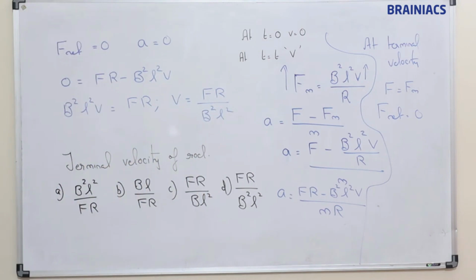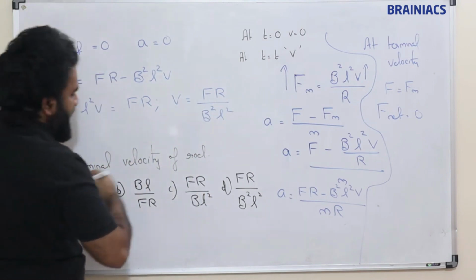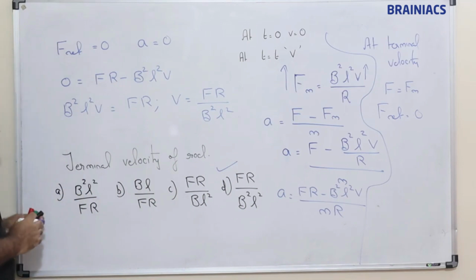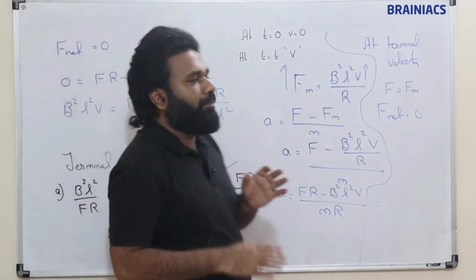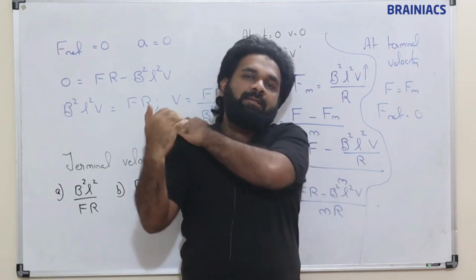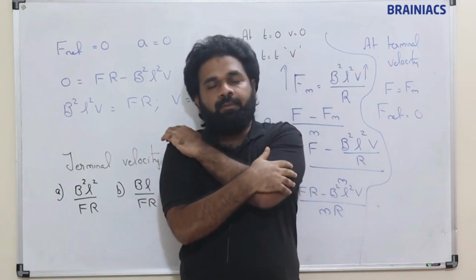Clear or what? Okay, so which option is correct? Yes, option D is the correct answer. Clear? Okay, so hope you understood the question. The rod is there, this rod's velocity is varying, some external constant force is acting.